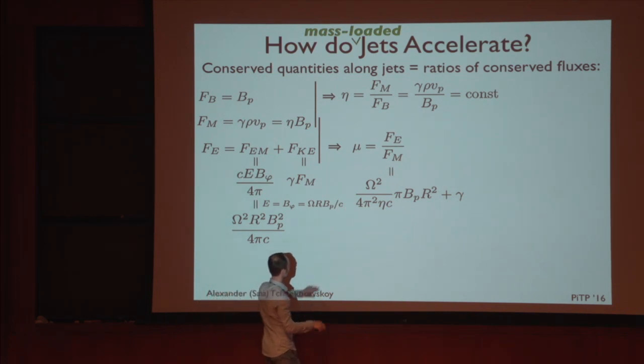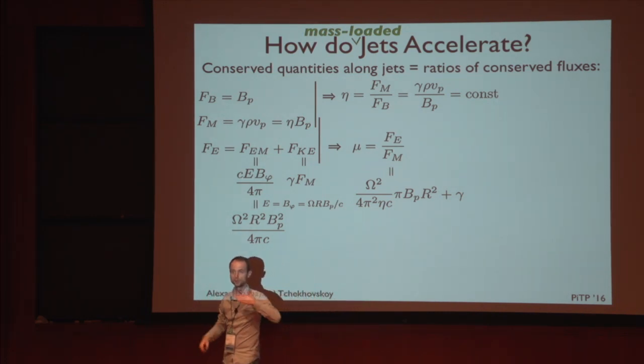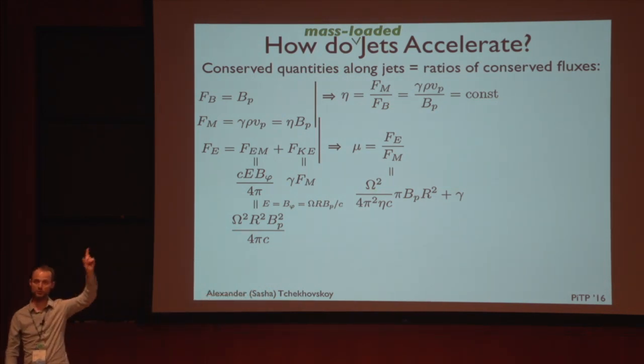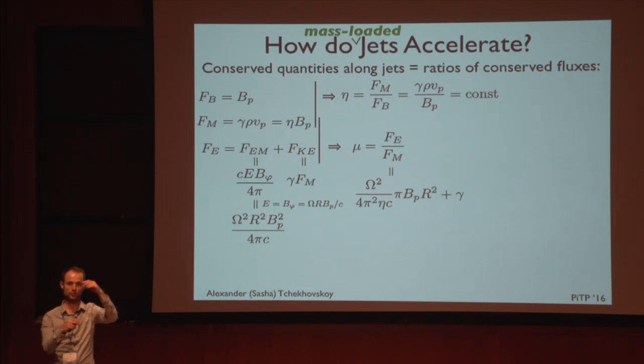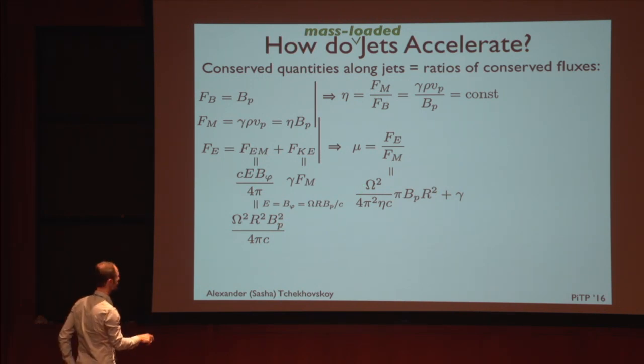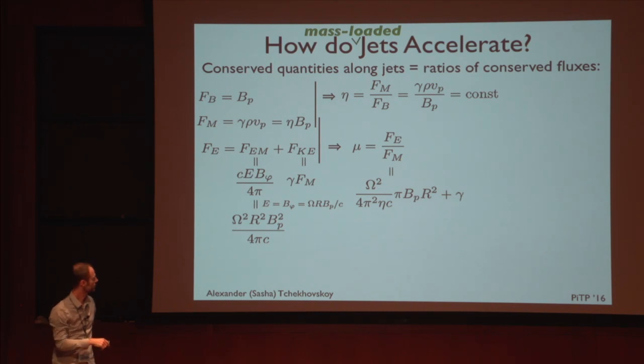We have this combination here, which is independent of the distance along the field line. Omega is the same along the field line. If it were different between different radii, then the field would start to shear, and so it wouldn't be steady state. So in steady state, omega is conserved along the jet. Eta is also conserved along the jet. It's a conserved quantity, so this is something that doesn't depend on radius.